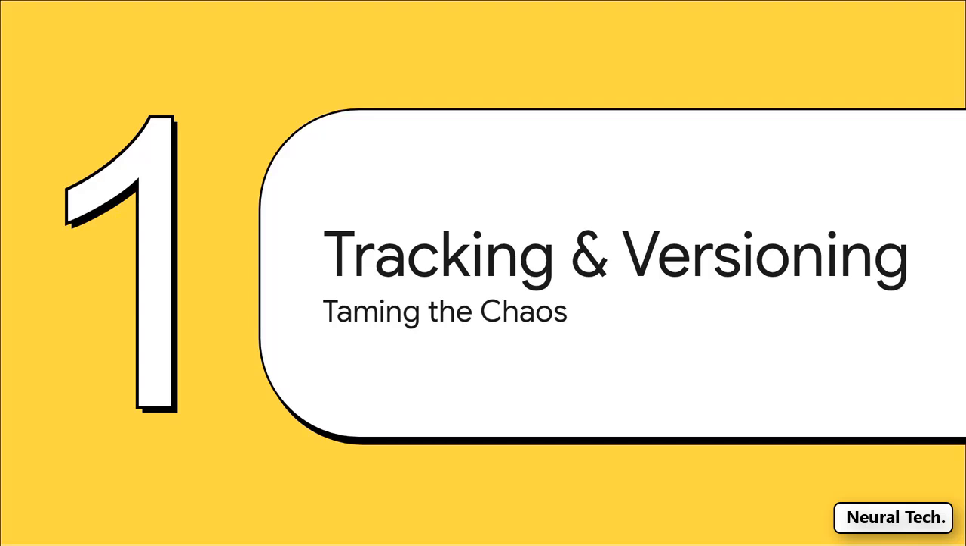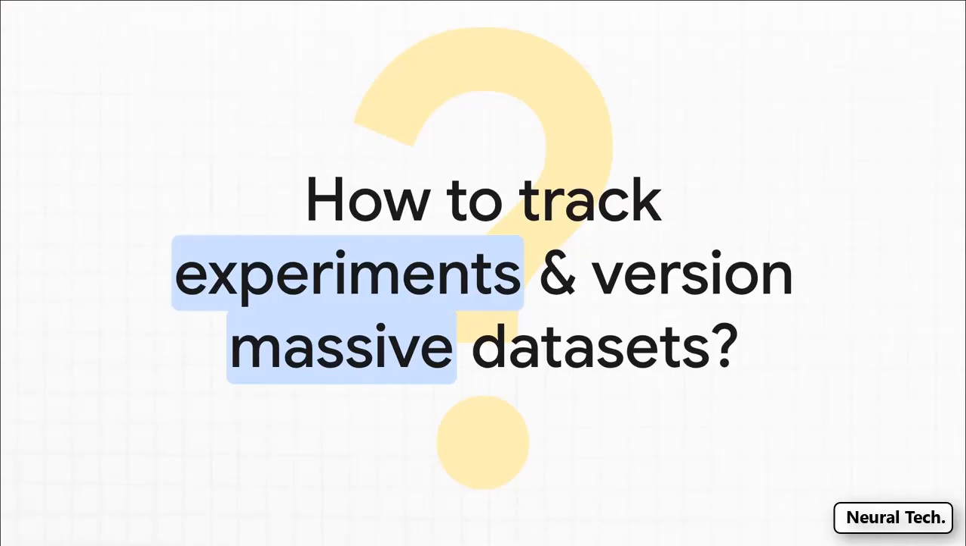Okay, first things first. We've got to tackle the single most fundamental challenge in any serious machine learning project: reproducibility. I mean, without a single source of truth for our experiments, our data, and our models, we're basically just flying blind. It's chaos.